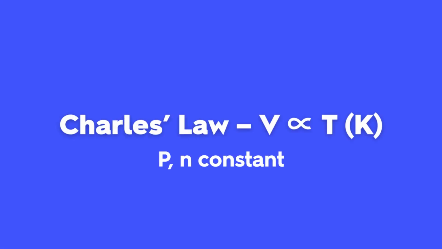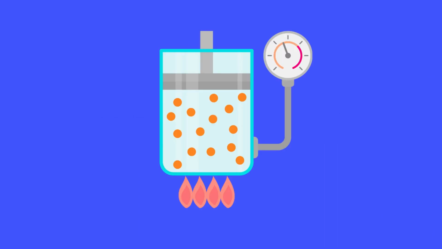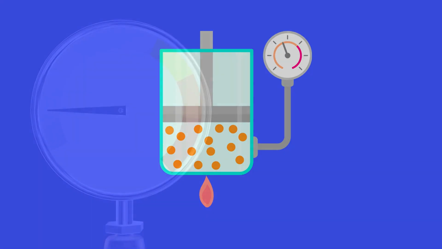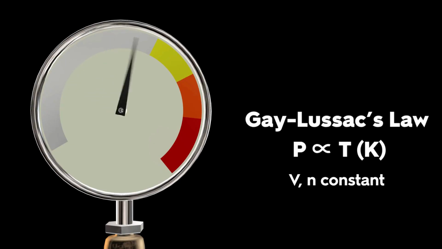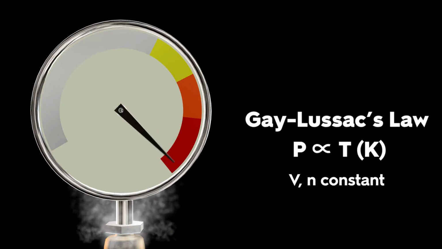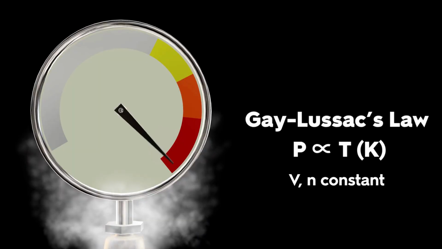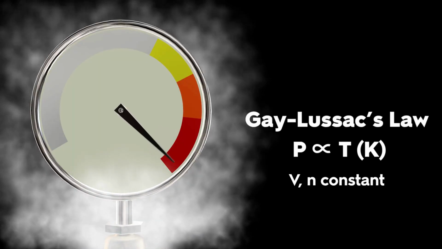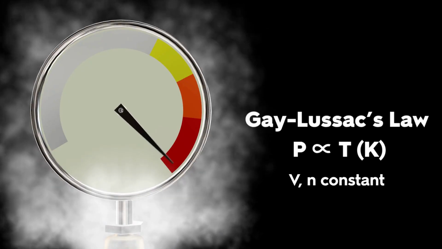Second, Charles's law. At constant pressure and amount, volume is directly proportional to temperature in Kelvin. Warm a gas and it expands. Cool it and it contracts. Third, Gay-Lussac's law. At constant volume and amount, pressure is directly proportional to temperature in Kelvin. Heat raises particle speed. Faster impacts mean higher pressure.